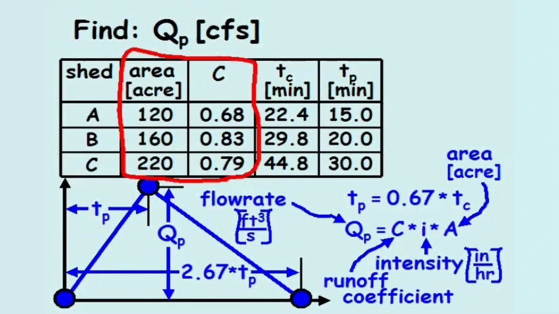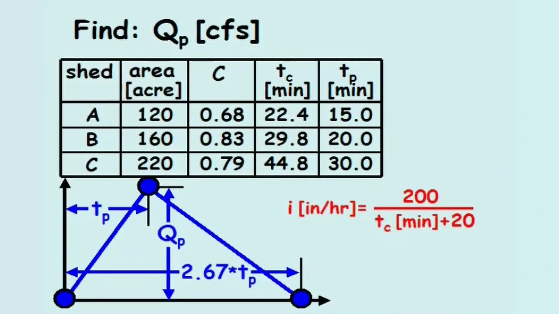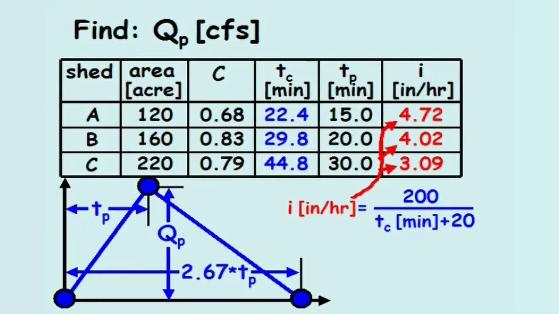To find the intensity, we'll use the given intensity duration frequency curve, which relates the time of concentration to intensity for a given return period and location. Plugging in the time of concentration, T sub C, for each watershed, the intensities calculate to be 4.72 inches per hour, 4.02 inches per hour, and 3.09 inches per hour, respectively.